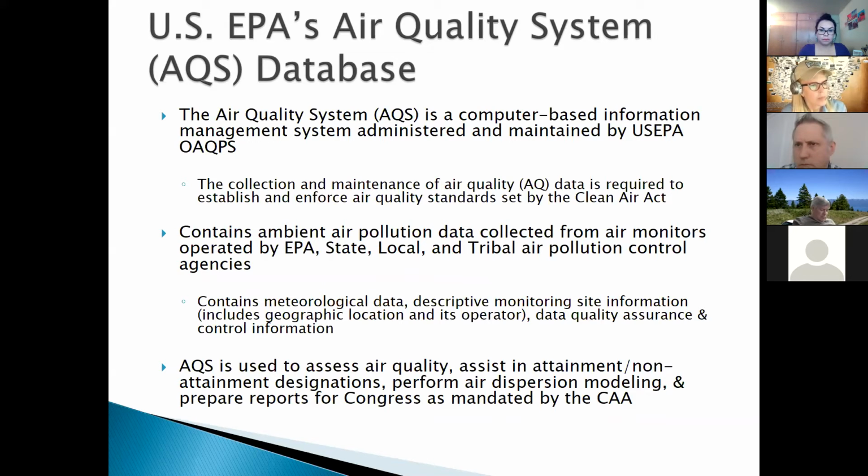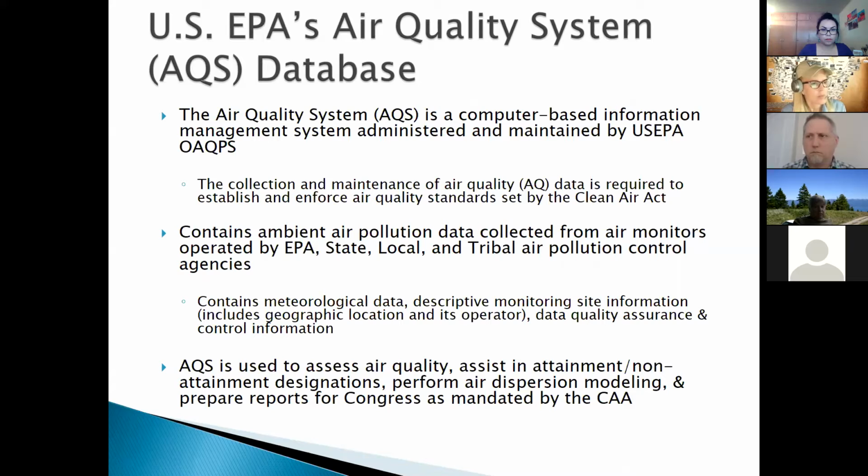The Clean Air Act requires a national database of ambient air pollution data containing things like criteria pollutants, air toxics data, photochemical assessment data, and meteorological data. The purpose of the data collection and maintenance of air quality data is to establish and enforce air quality standards set forth by the Clean Air Act. So basically, AQS contains ambient air pollution data collected from thousands of monitors operated by EPA, state, local, and tribal air pollution control agencies throughout the country.